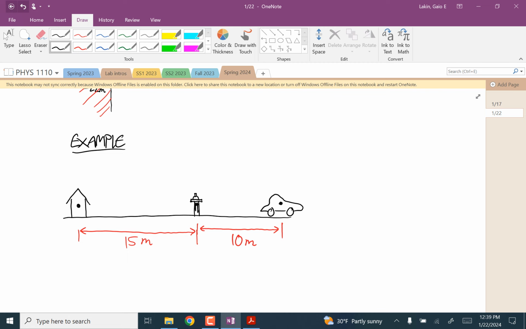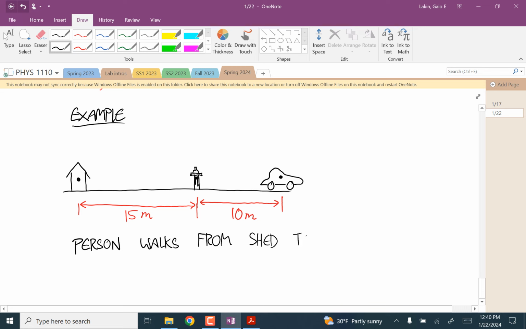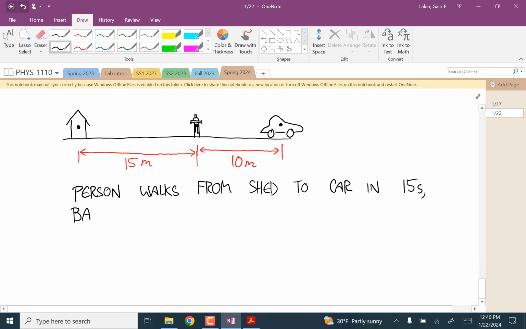And so let's say that a person walks from the shed to the car in 15 seconds, and then walks back to the fire hydrant in 10 more seconds. And we're going to plot a position versus time graph of this motion.